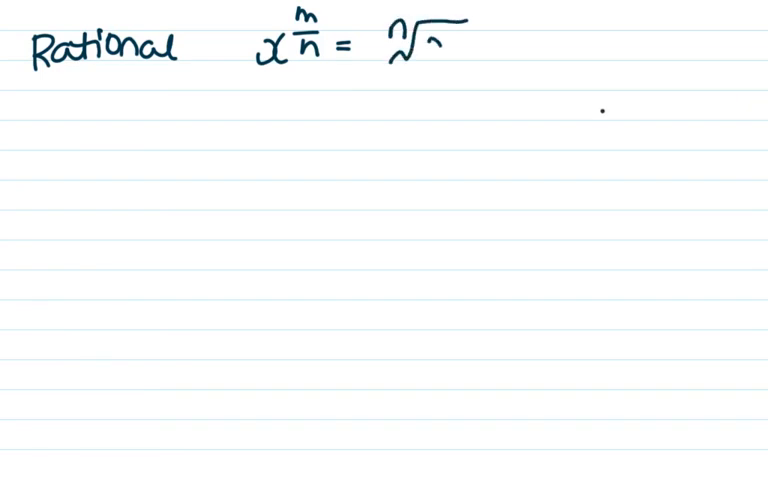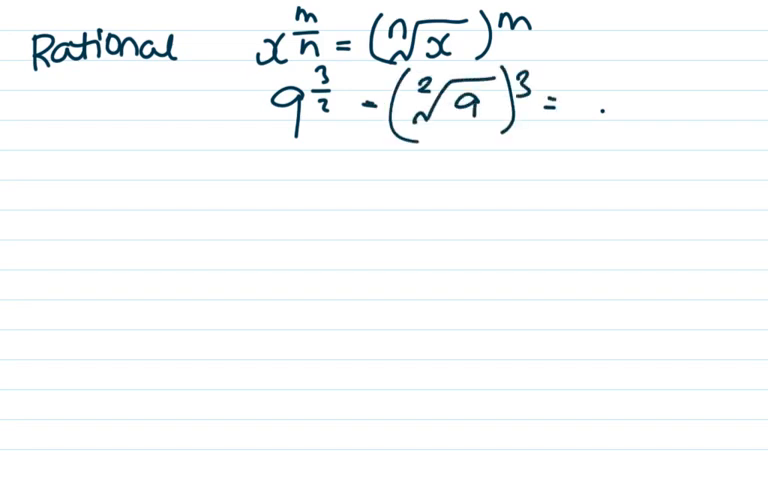And then the rational exponent law is x to the power of m over n equals the nth root of x to the power of m. So for example, 9 to the power of 3 over 2, that would be the square root of 9 all cubed, equals the square root of 9 is 3, cubed is 27.